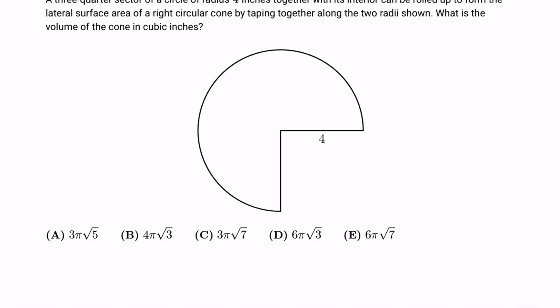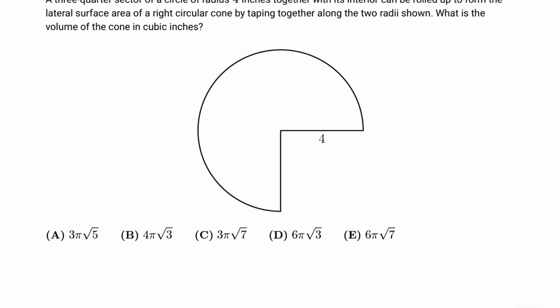The problem states a 3/4 sector of a circle of radius 4 inches together with its interior can be rolled up to form the lateral surface area of a right circular cone by taping together along the two radii shown. What is the volume of the cone in cubic inches?